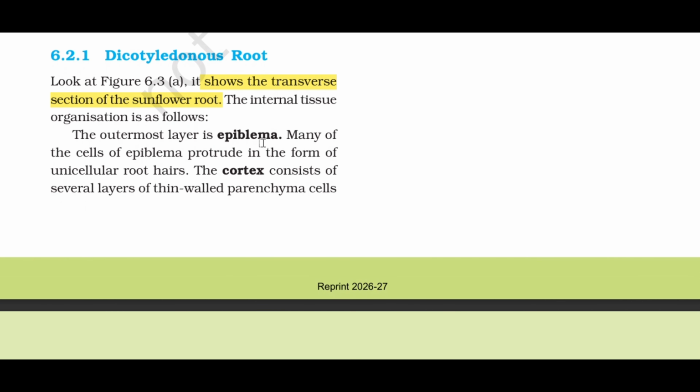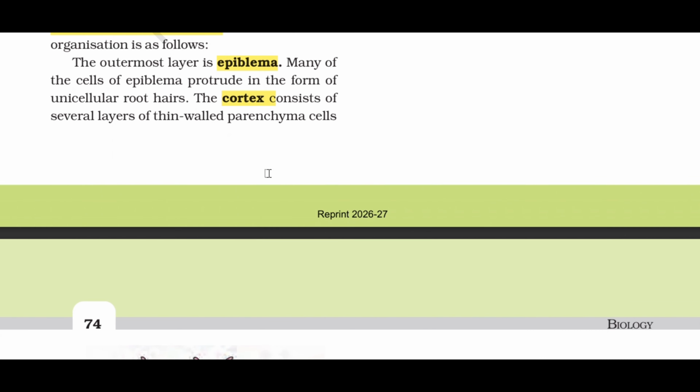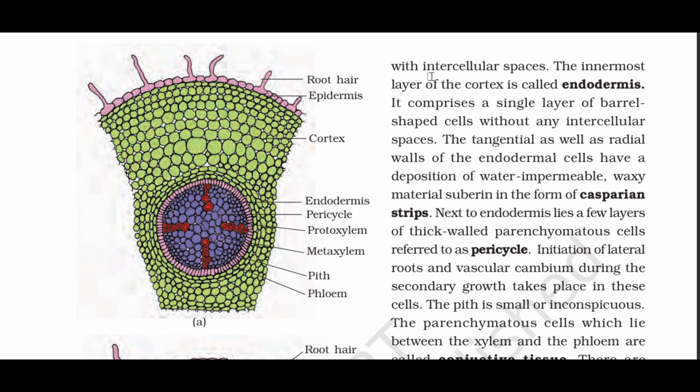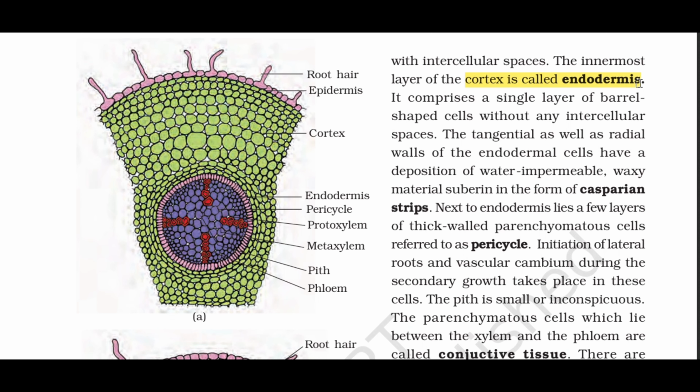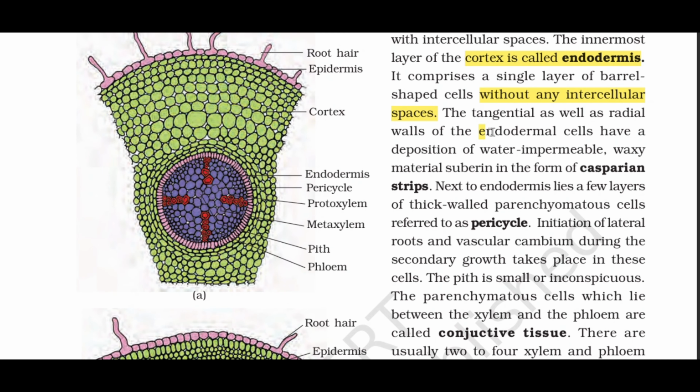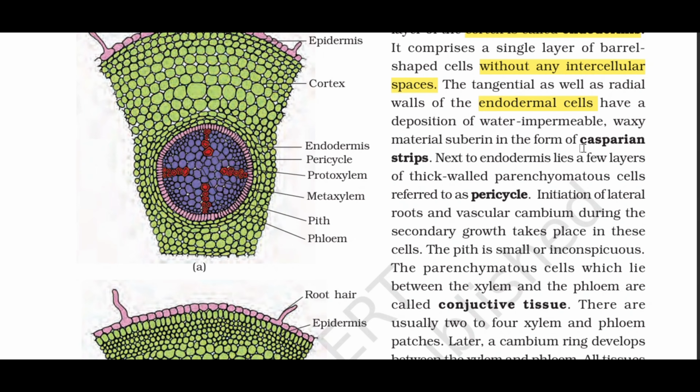The outermost layer is epiblema. Many of the cells of epiblema protrude in the form of unicellular root hairs. The cortex consists of several layers of thin-walled parenchyma cells with intercellular spaces. The innermost layer of the cortex is called endodermis. It comprises a single layer of barrel-shaped cells without any intercellular spaces. The tangential as well as radial walls of the endodermal cells have a deposition of water-impermeable, waxy material suberin in the form of Casparian strips.